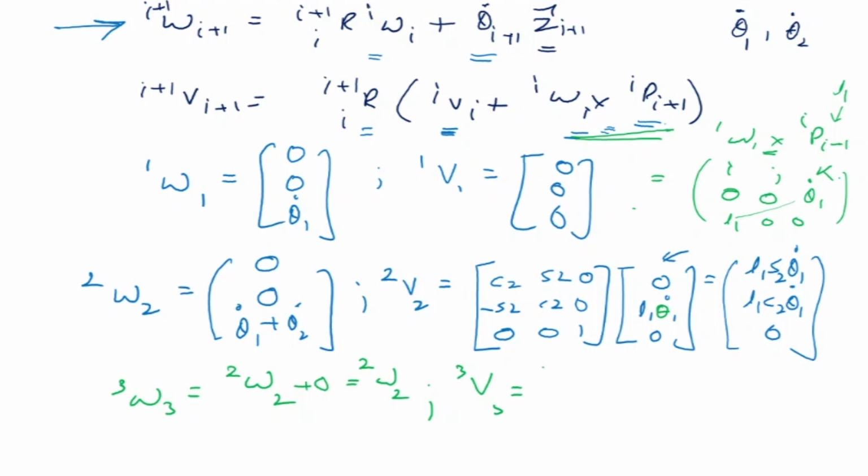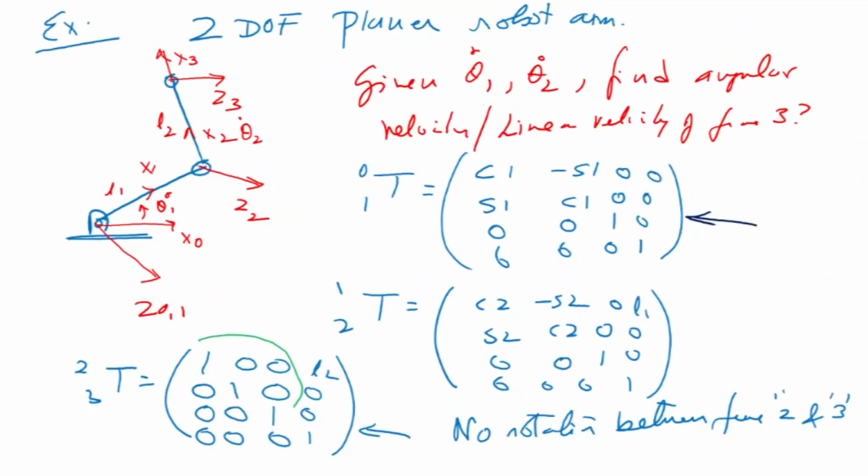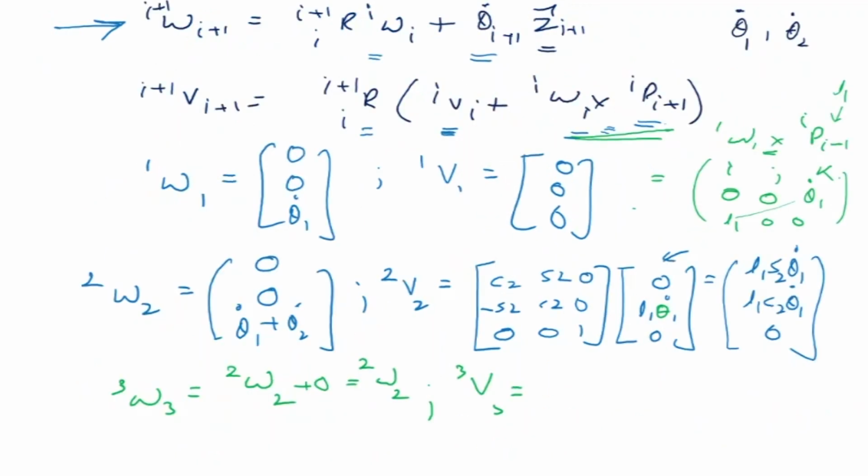Now that's an identity matrix, because frame 3 and frame 2 do not have any rotation, so the rotation matrix is an identity matrix. So if you look at this term here, this is an identity matrix, so there is no rotation. So there is a rotation matrix, but it's identity. So identity matrix into the angular velocity of the previous link, which is equal to this one.